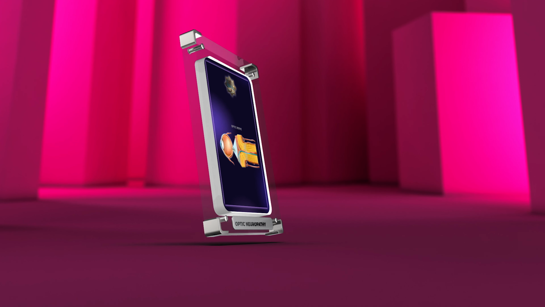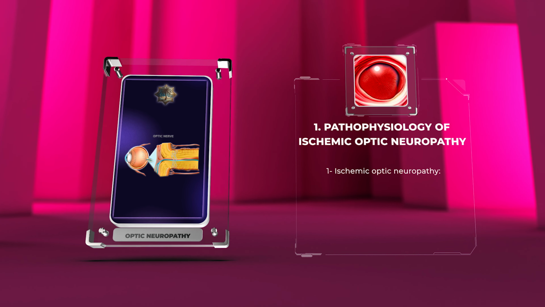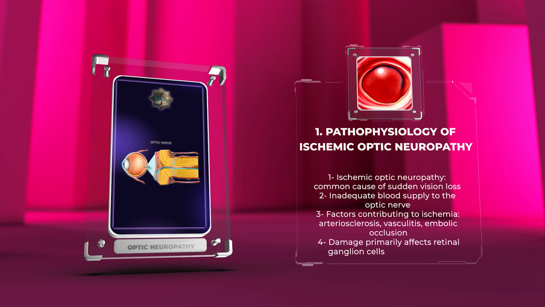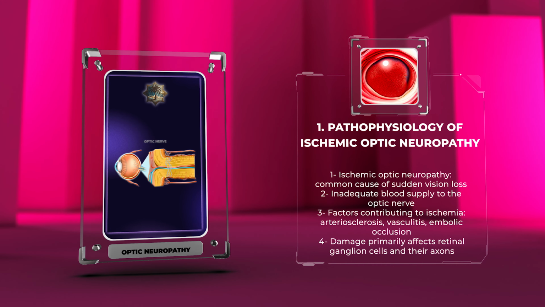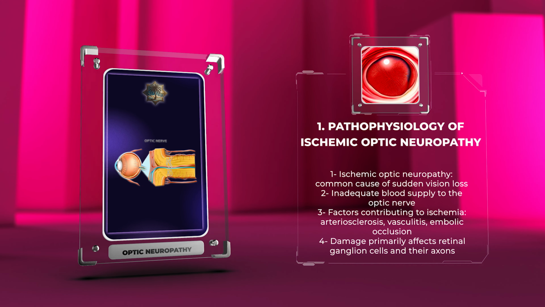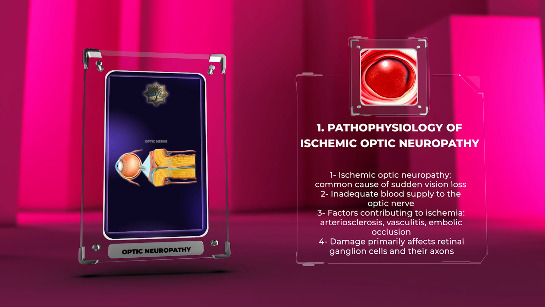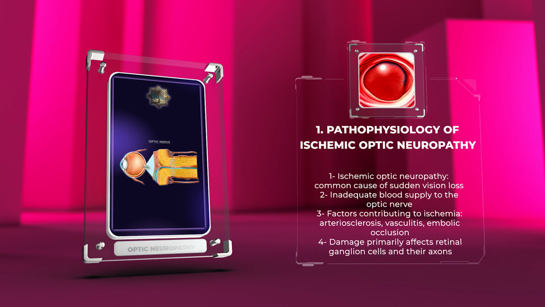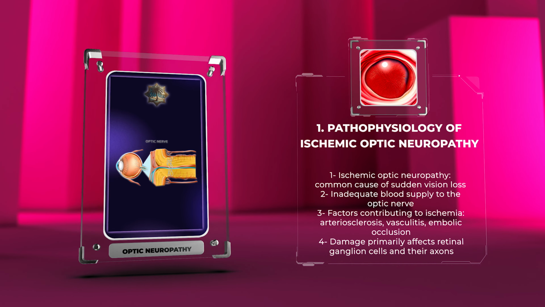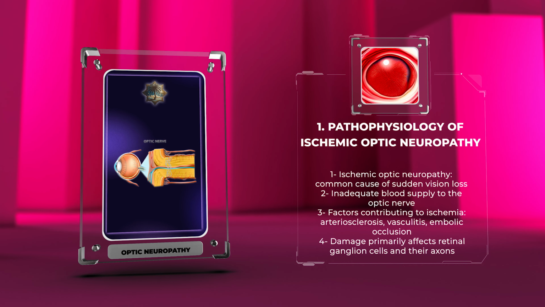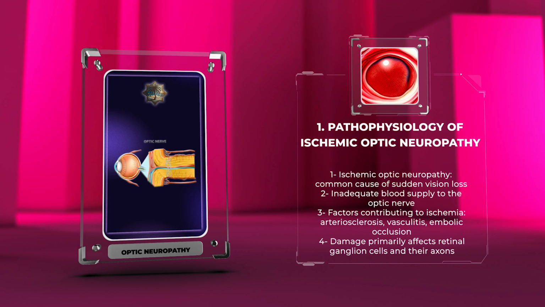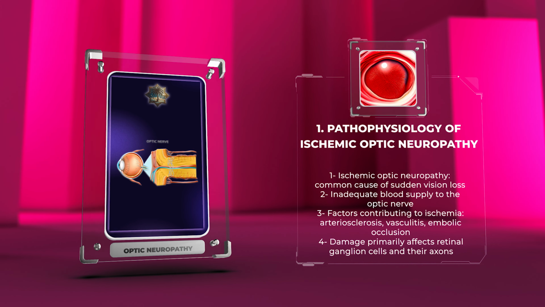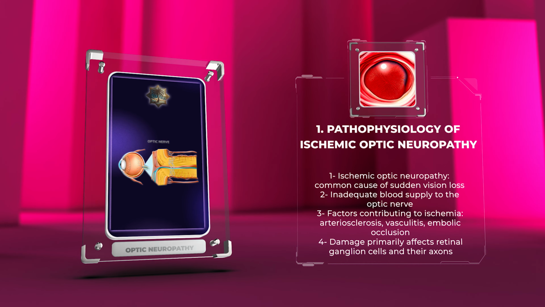Ischemic optic neuropathy, a common cause of sudden vision loss, occurs due to inadequate blood supply to the optic nerve. This insufficiency can arise from various factors such as arteriosclerosis, vasculitis, or embolic occlusion. When the blood flow to the optic nerve is compromised, ischemia manifests, leading to hypoxia, energy depletion, and subsequent neuronal damage. This damage primarily affects the retinal ganglion cells and their axons, resulting in a characteristic pattern of visual field defects and optic disc changes.